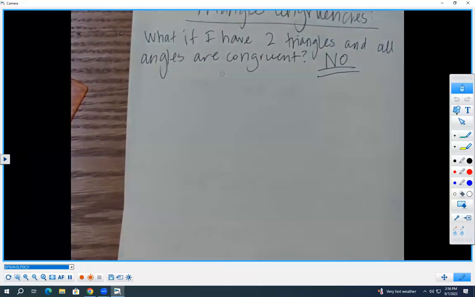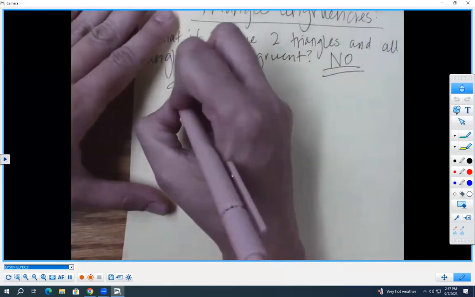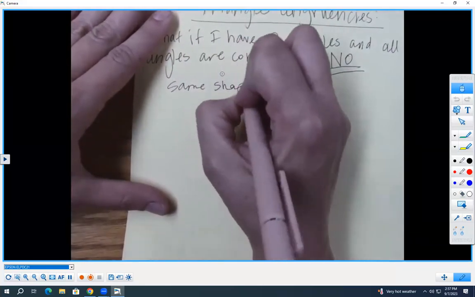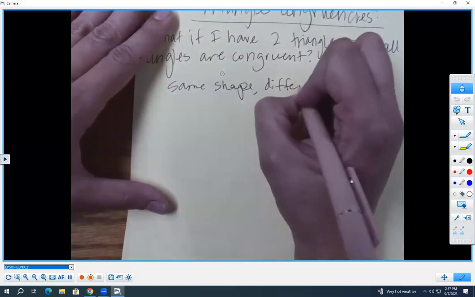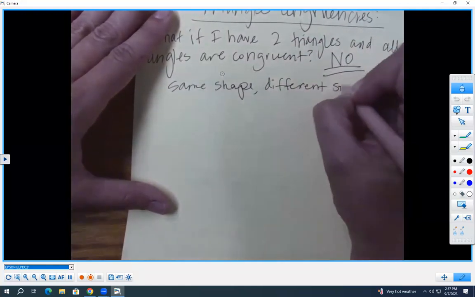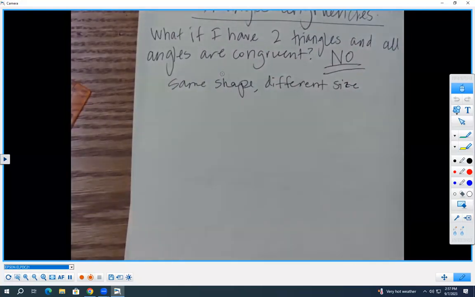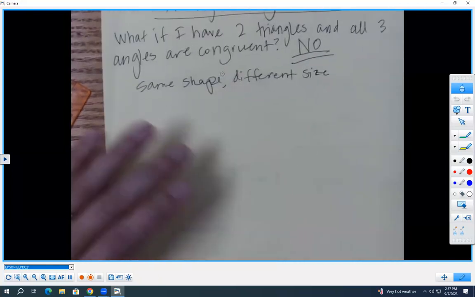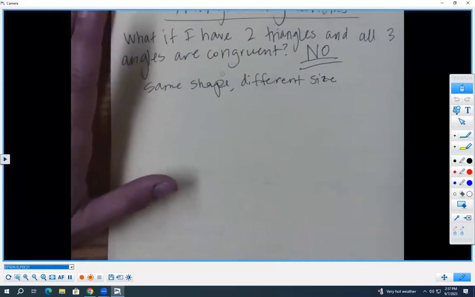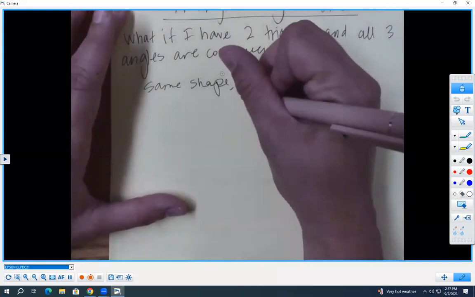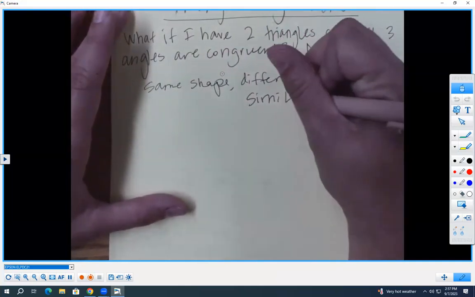What word could we actually use for those triangles we just drew? They were not the same size, agreed? Right. Were they the same shape? Yeah, they were the exact same shape because they had all the same angles. Same shape, but a different size. Remember, congruent means same size, same shape. What's the word for same shape, different size? Do you remember? That means they're called similar triangles.